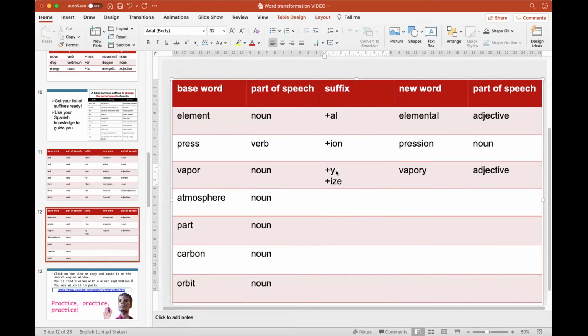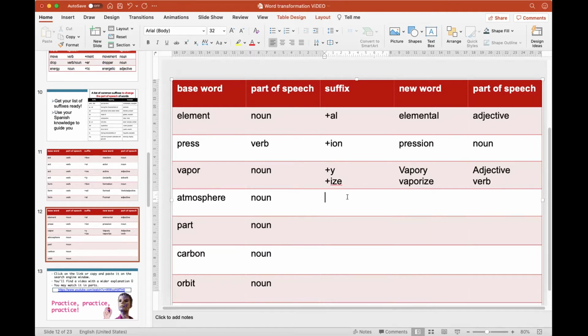By the way, we can also have this. I think that it is not in your list. Creo que este sufijo no se los puse en la lista. Por favor, añádanlo. Ize, así como está aquí. Y este es mágico porque si lo ponemos se convierte en verbo. Añádanlo, por favor. Creo que no está en su lista. Vaporize. And then, of course, vaporization, which is a noun again.